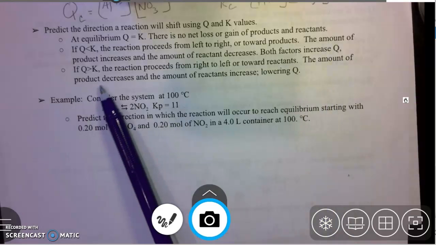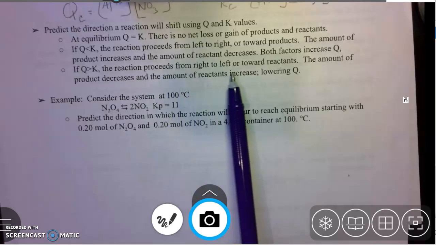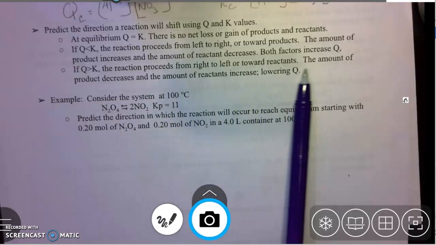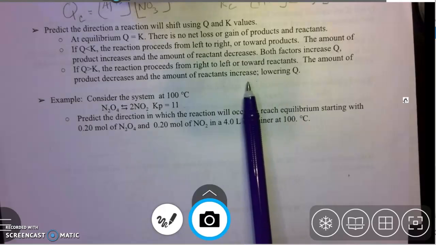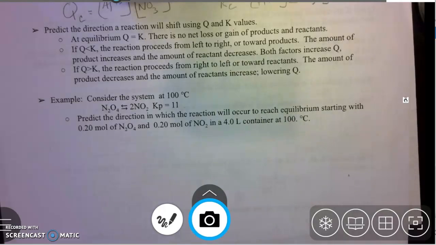So if Q is greater than K, the reaction proceeds from right to left or towards the reactants. Again, the amount of product decreases and the amount of reactants increase, lowering Q. Again, trying to get that system back to its equilibrium.